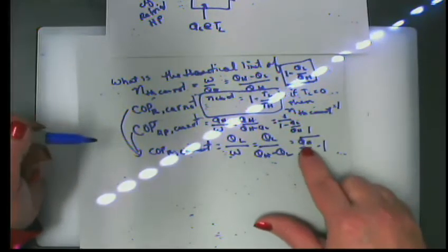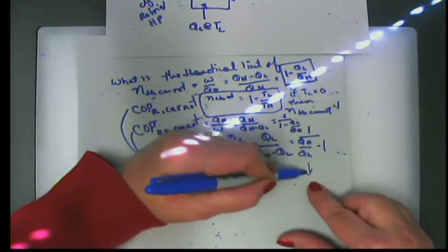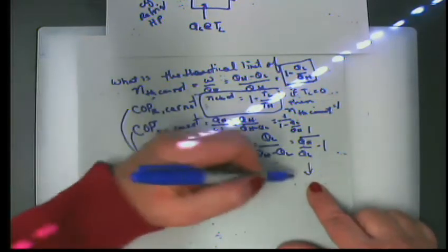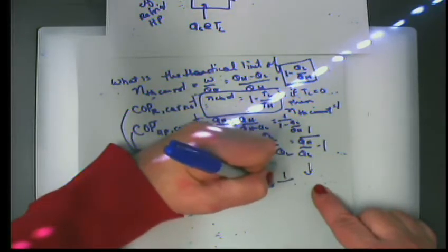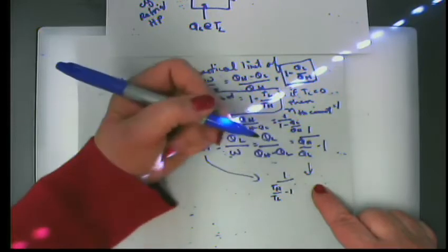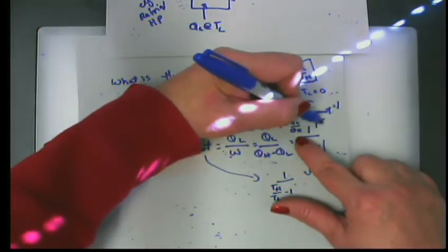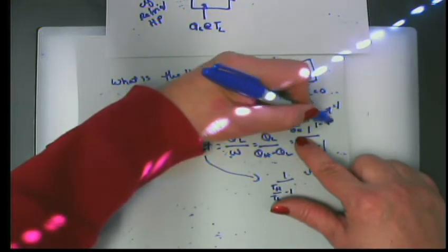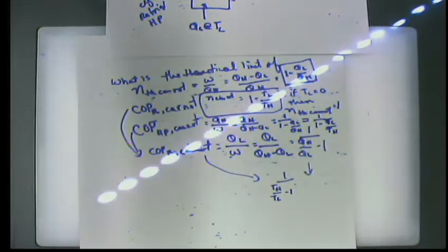But like I had said, Q sub H over Q sub L for a reversible cycle is in the same proportions as T sub H and T sub L. So this is also equal to 1 over T sub H over T sub L minus 1. And this is also equal to 1 over 1 minus T sub L over T sub H. And once again, the theoretical limit of a coefficient of performance is infinity.